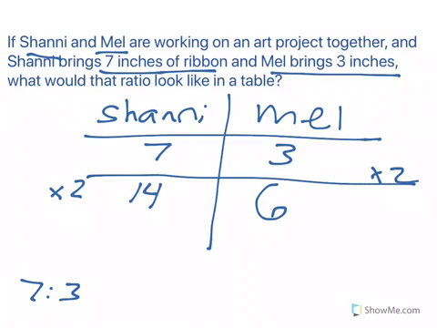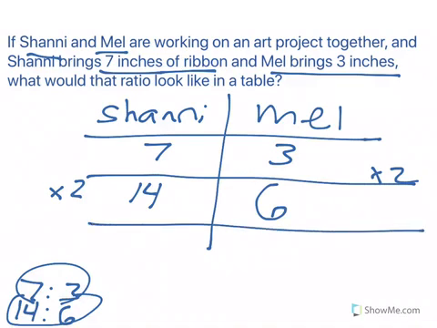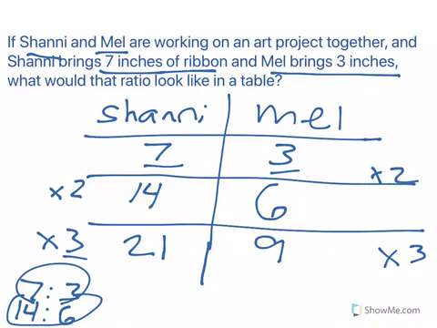So their new equivalent fraction, or excuse me, your new equivalent ratio would be Shani brings 14 inches to Mel's 6 inches. And 7:3 and 14:6, those ratios are equivalent to one another. Let's say they're working on the project and they say, you know, we actually need 3 times what we originally thought. So 7 times 3 is going to give us 21. 3 times 3 is going to give us 9. And yet again, we have another ratio, 21 to 9.